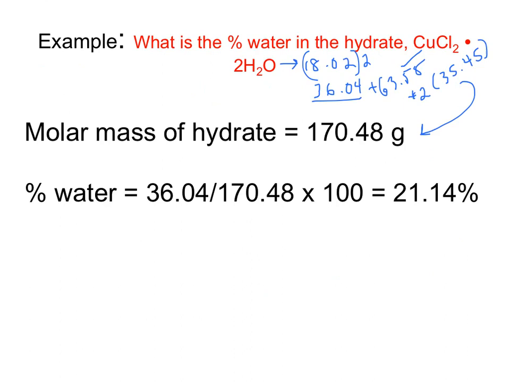Now all I have to do is come up with the mass of the water, which we just found out was 36.04 grams, divide that by the total mass of the compound, multiply it by 100, and we find out that there's 21.14% of water in a copper 2-chloride dihydrate crystal.